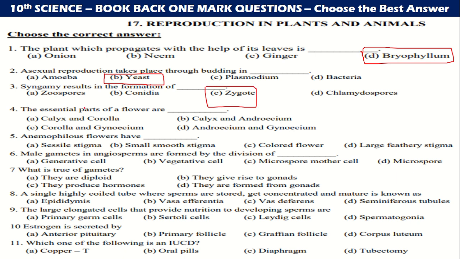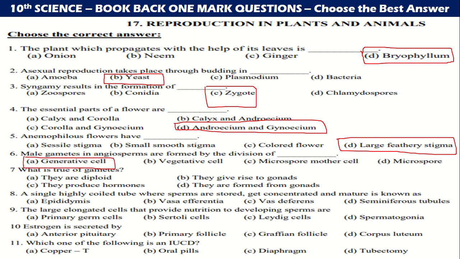The essential parts of a flower are androecium and gynoecium. Then anemophilous flowers have large feathery stigma. So it will have large feathery stigma. Then male gametes in angiosperms are formed by the division of the generative cell. Then what is true of gametes? They are formed from gonads.